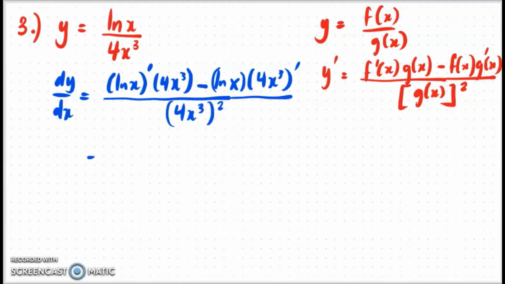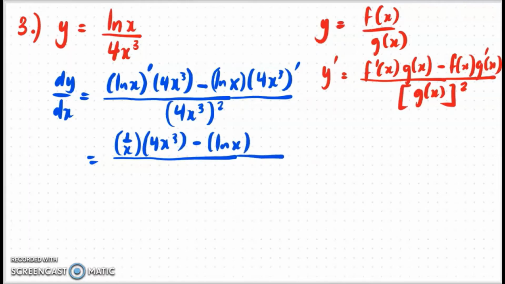And then simplifying, so we have the derivative of ln x, which is 1 over x. Then we have 4x cubed, then minus ln x, and then the derivative of 4x cubed is 12x squared. And if we square 4x cubed here, we get 16x raised to 6.